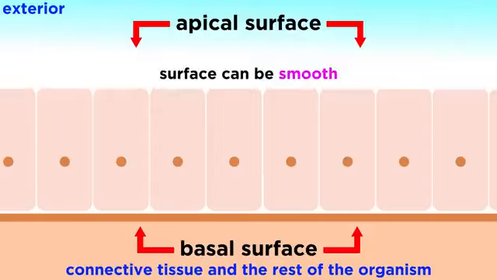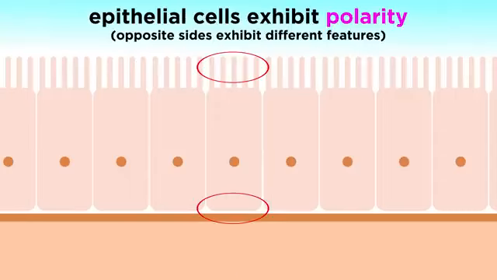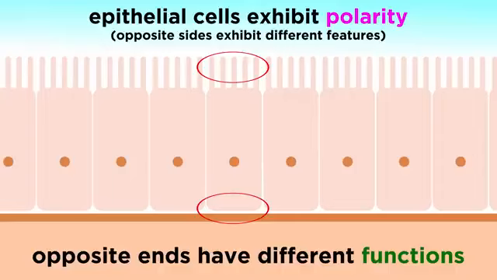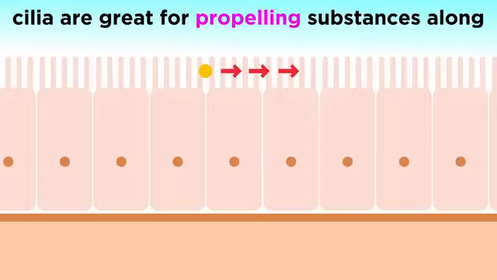The apical surface is sometimes smooth, but it is often lined with microvilli, which are tiny projections of the plasma membrane meant to maximize the exposed surface area. Because the two opposite sides of the cell have different features, we say that epithelial cells exhibit polarity. These features also exhibit different functionality. Microvilli enhance certain cells' ability to either secrete or absorb substances, while other cells may have cilia lining the apical surface, which are hair-like structures that propel substances along.